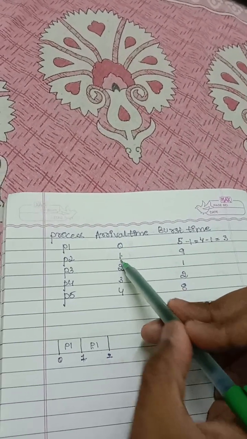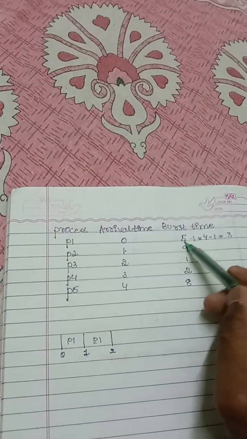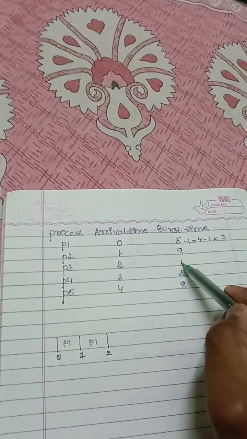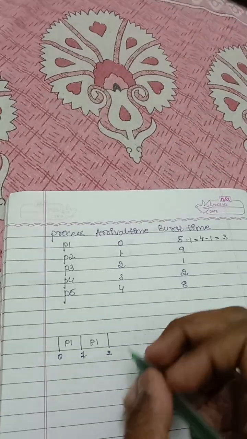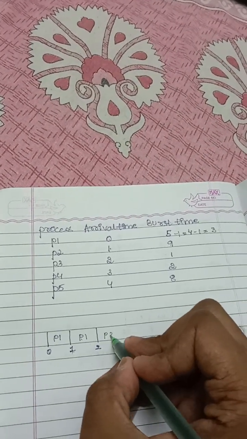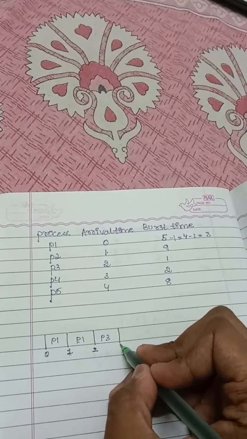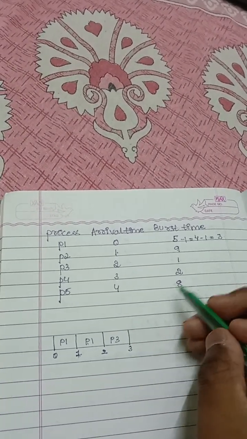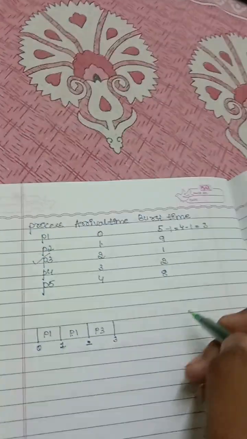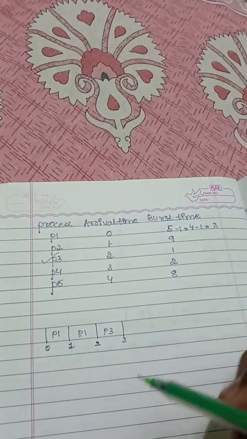Among P1, P2 and P3, the shortest job among these three is P3, that is 1 millisecond. Give P3 to the CPU for 1 millisecond. Now 2 plus 1 will become 3. The P3 process is completed. Now we don't need to touch P3.